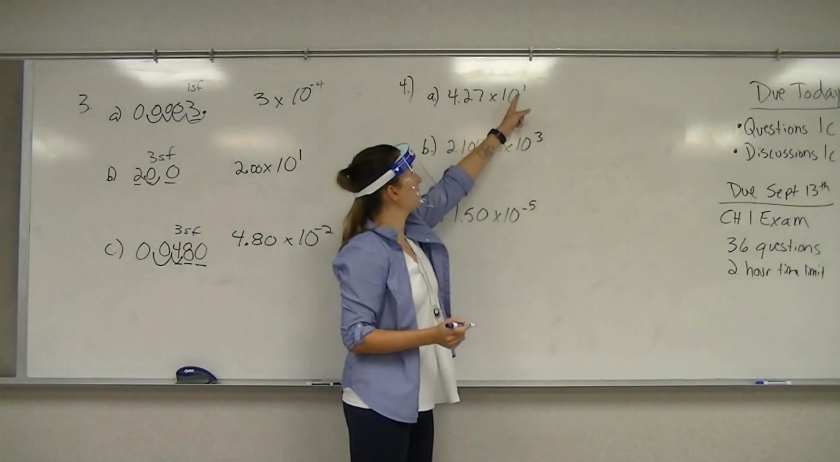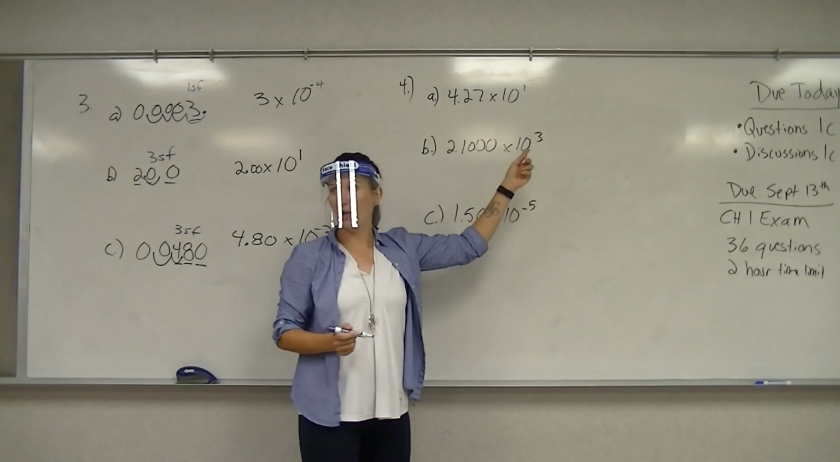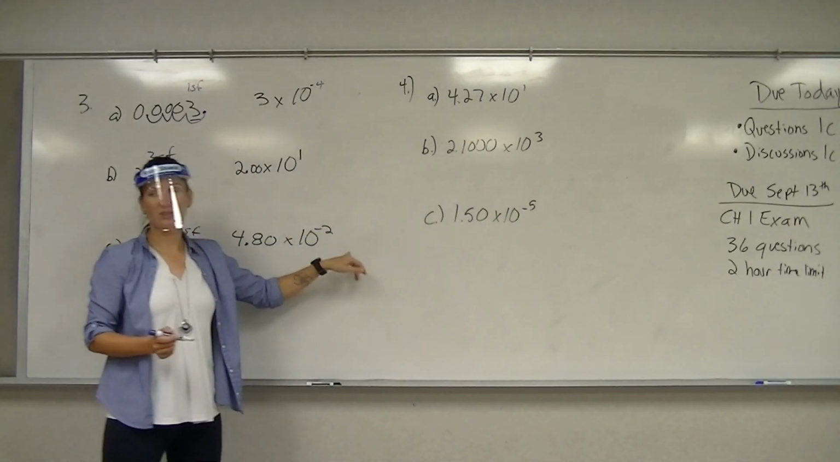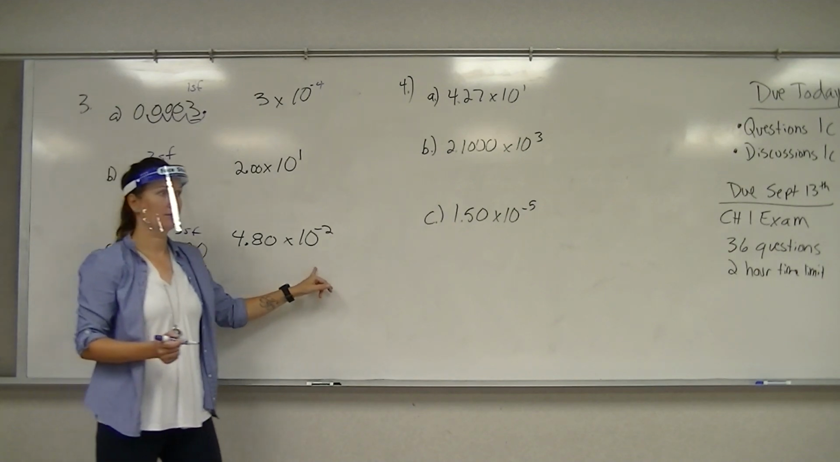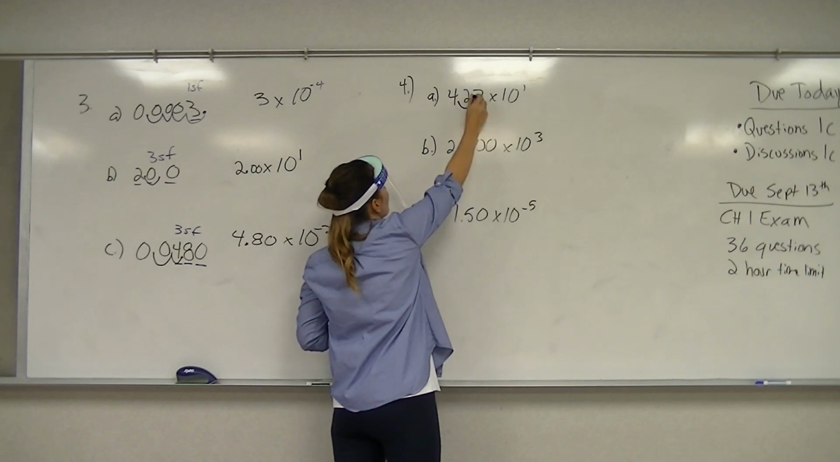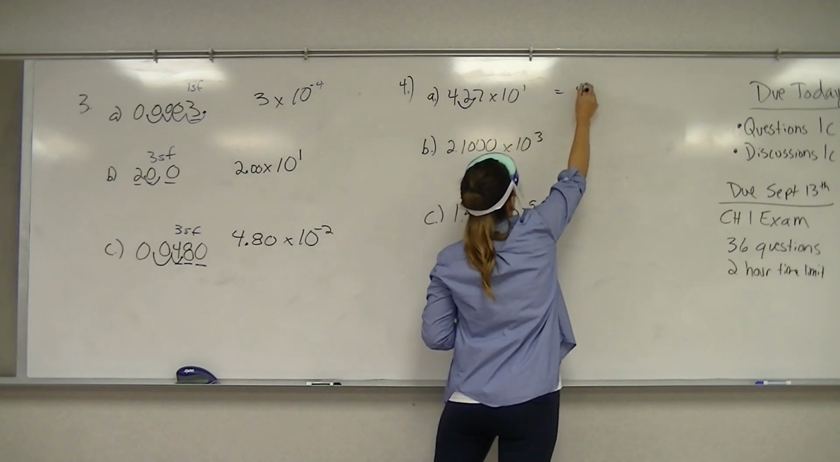So anytime you see positive, you're making that number bigger, so to the right. Anytime you see negative, you want to make that number smaller, so you're going to move to the left. So we said bigger one time. The new decimal goes here, so we get 42.7.